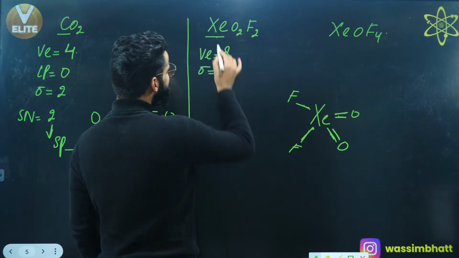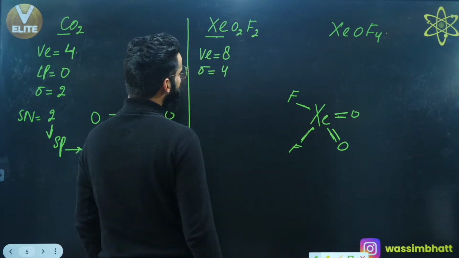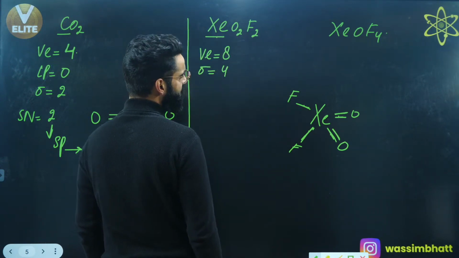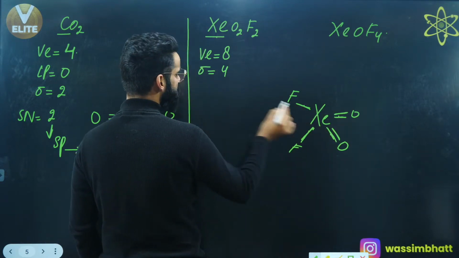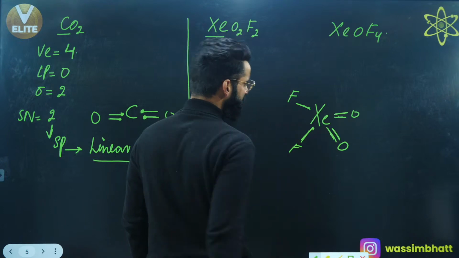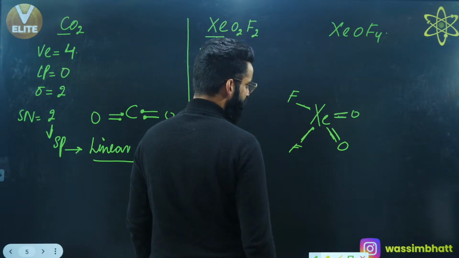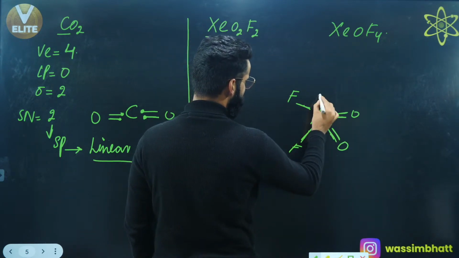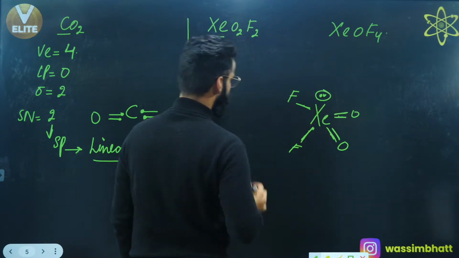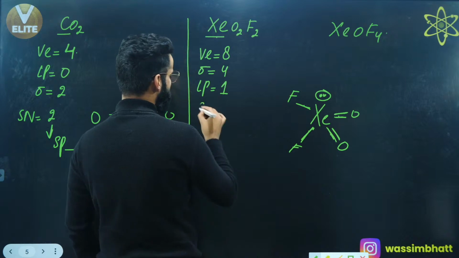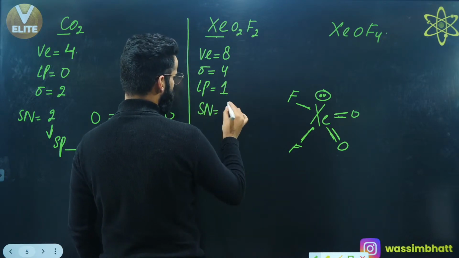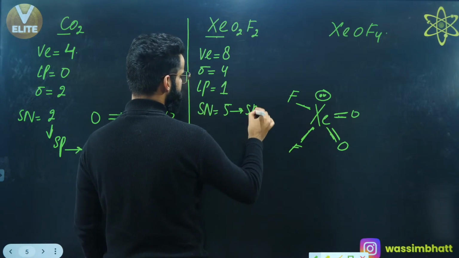Since xenon had 8 valence electrons, out of 8 how many is it using for bonding? 1, 2, 3, 4, 5, 6. So it is using 6 valence electrons to form bonds. So out of 8, if it is using 6, there will be 2 electrons left on xenon in the form of a lone pair. So how many lone pairs are there on xenon? 1 lone pair. Let's calculate the steric number. Steric number is going to be 4 plus 1, 5. If steric number is 5, the hybridization will be sp3d.